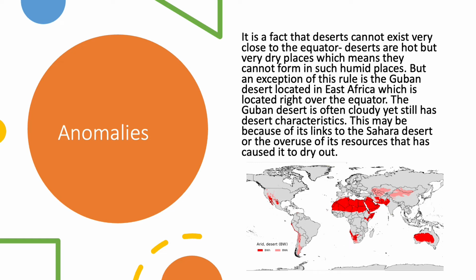This may be because of its links to the Sahara Desert or the overuse of its resources that has caused it to dry out. The Gubon Desert is right over here in Somalia, East Africa. As you can see, it's right over the equator. The equator is right here. Now, this may be because, as mentioned, the influence of the Sahara Desert or the overuse of its resources.